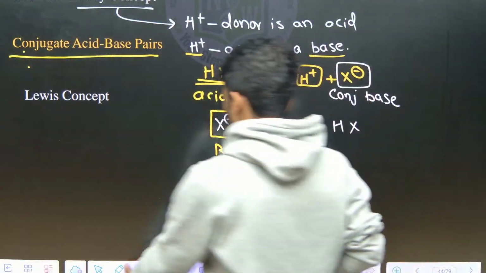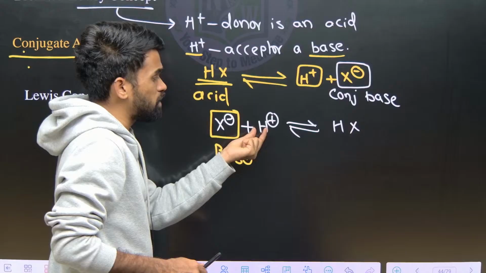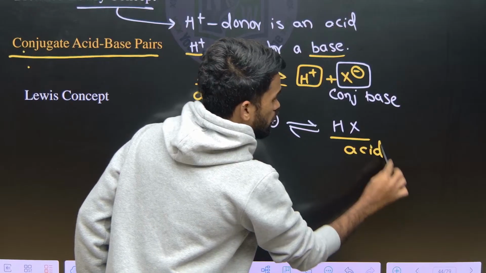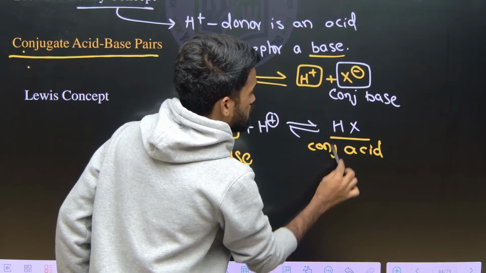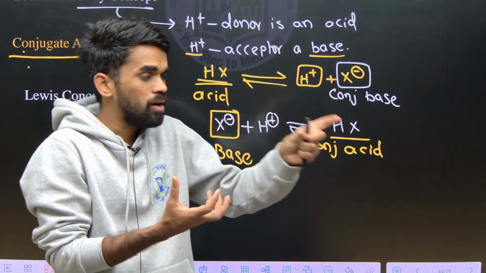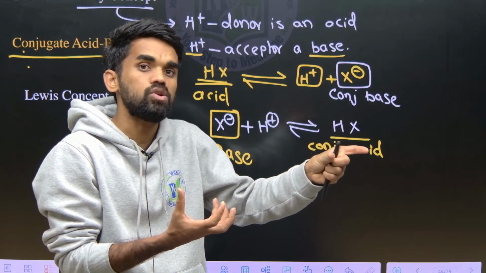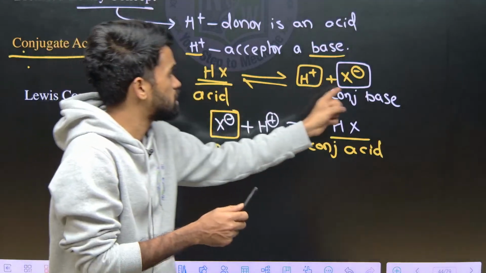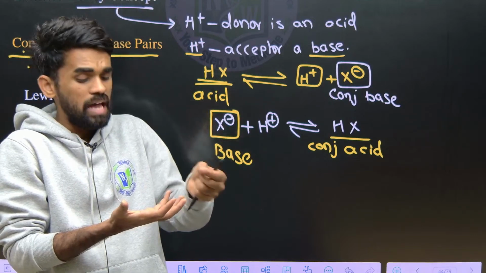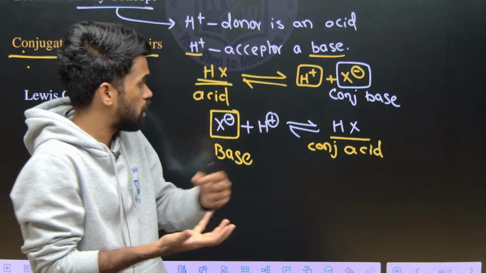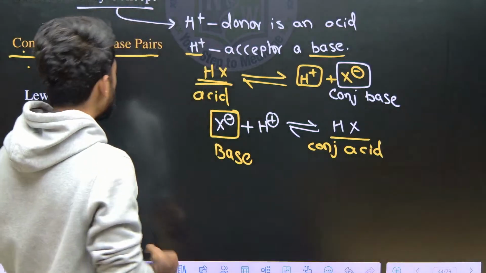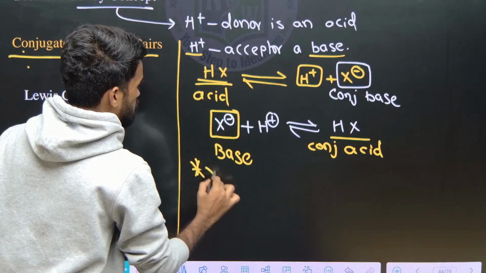And if this is a base, after accepting H plus ion we get HX, which should be called an acid, particularly a conjugate acid. So there are two things: after donating a proton, the remaining negative part is called the conjugate base. And if a base accepts a proton, then after accepting the H plus ion, the species formed should be called the conjugate acid. Now why is it very important? Yes, this conjugate acid base theory is very, very important.